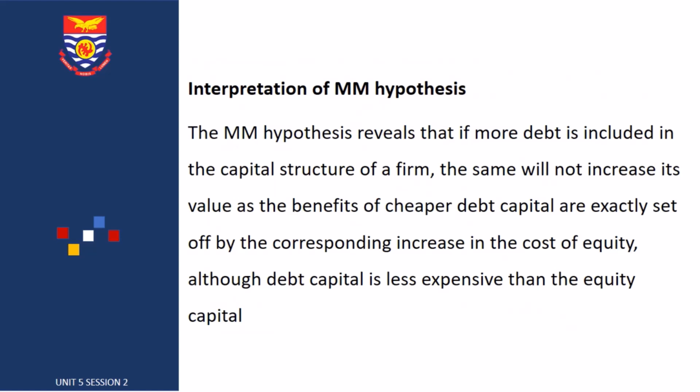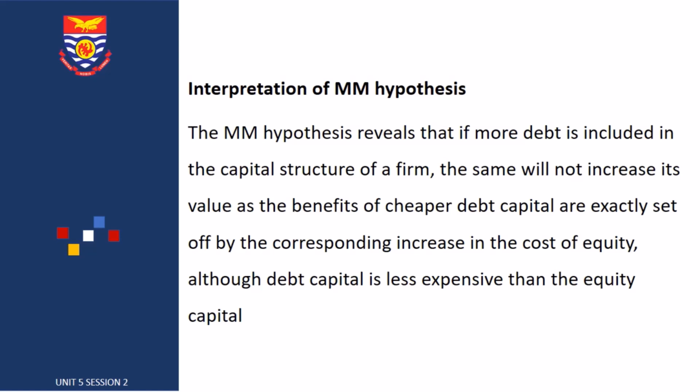We also have a few assumptions here. So one is the existence of a perfect capital market. They assume that there is a perfect capital market. Perfect capital market means that there is no transaction cost, flotation costs are neglected, and information is available without any cost. Alright, so let's look at the interpretation of this hypothesis that is stated by the M&M.